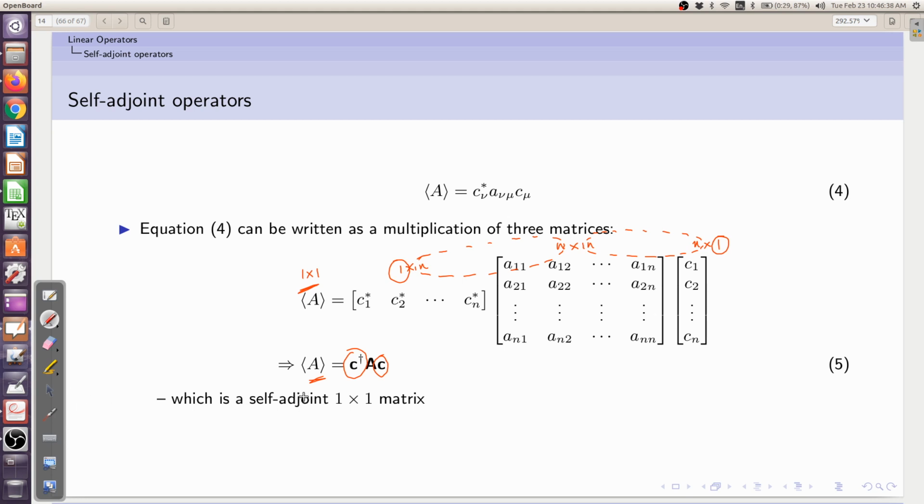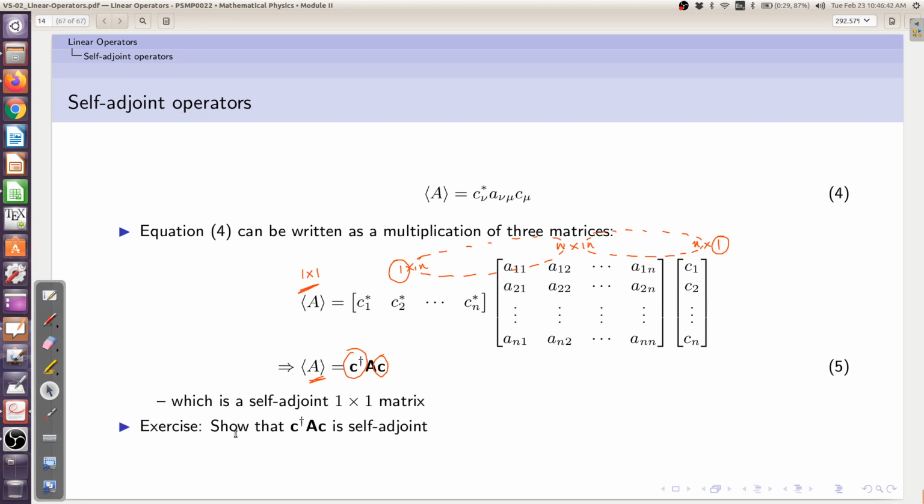So this is a self-adjoint 1 cross 1 matrix. I leave this to you as an exercise: you have to show that C dagger A C is self-adjoint. Just try this out on your own.